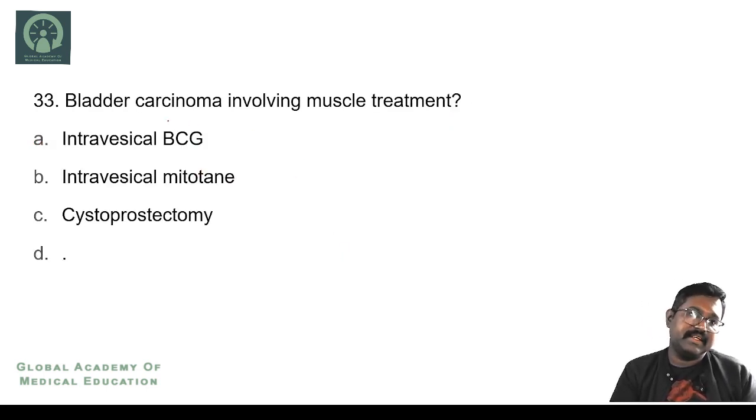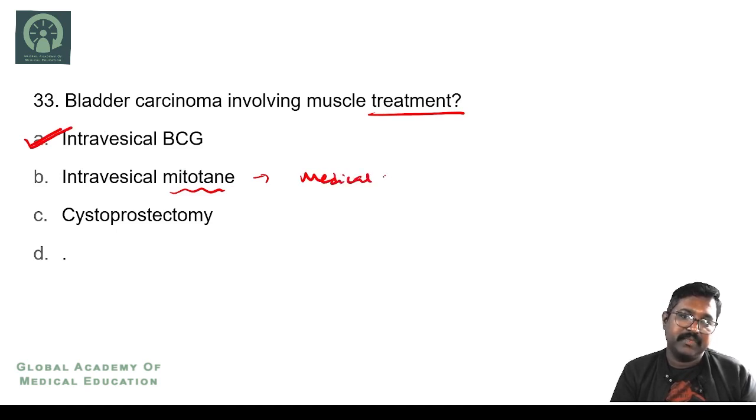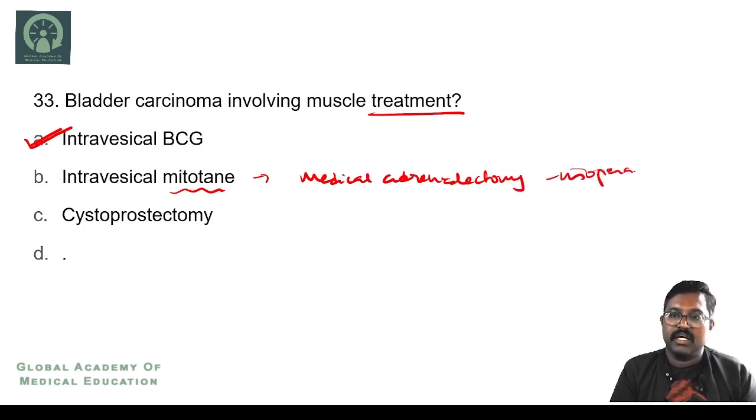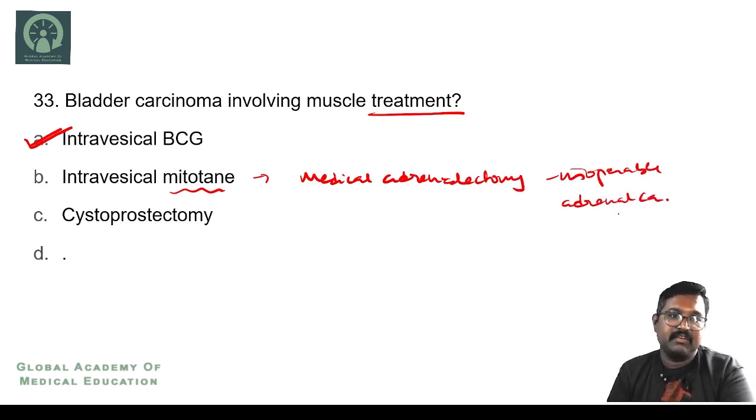Coming to the 33rd MCQ, that is bladder carcinoma involving the bladder muscle. What will be the treatment? So here the best option will be the intravesical BCG. Intravesical BCG is used for the treatment of bladder carcinoma. Mitotane is used for medical adrenalectomy, or in case of inoperable cases of adrenal cancers. So the right answer will be your BCG.